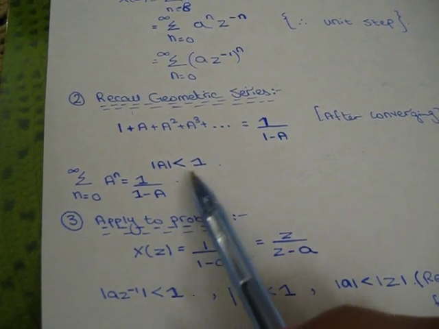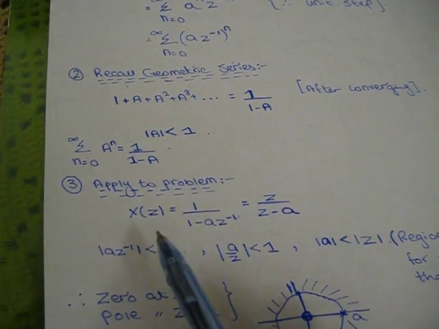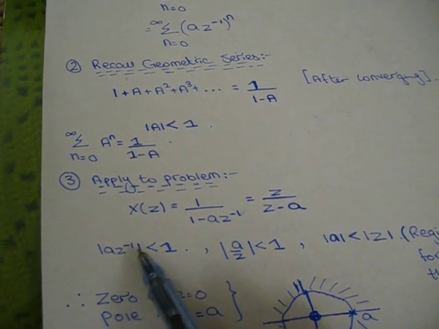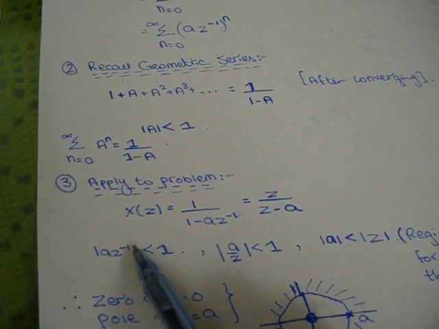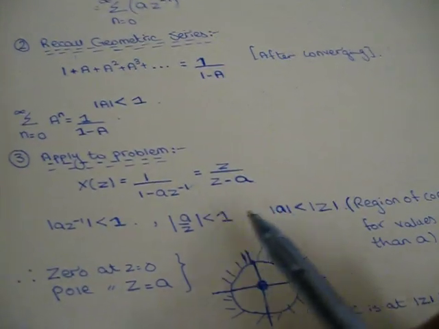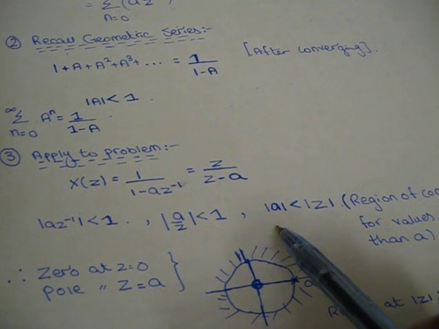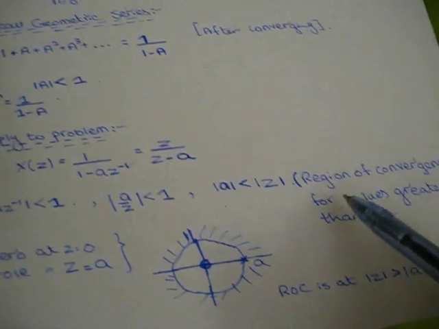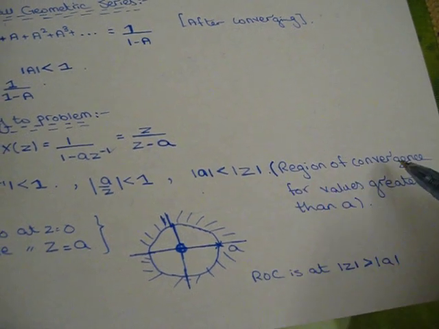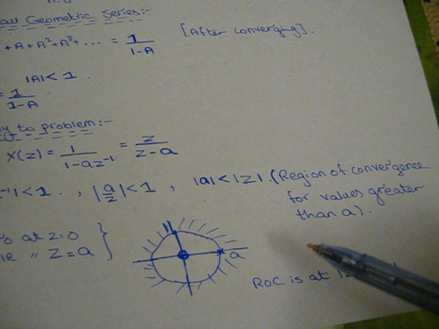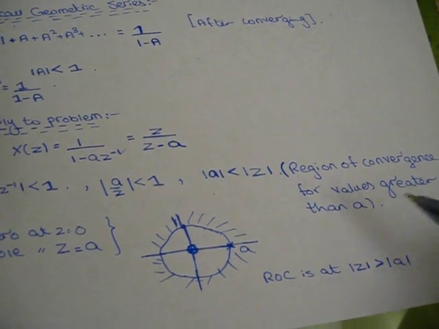Now we know that in geometric series, magnitude of A should be less than 1. Similarly, magnitude of A Z raised to the power inverse magnitude should be less than 1, which means that magnitude of A should be less than magnitude of Z. Furthermore, region of convergence, where will it lie? It will lie for values that are greater than A.